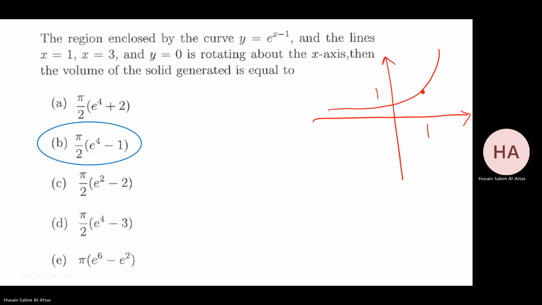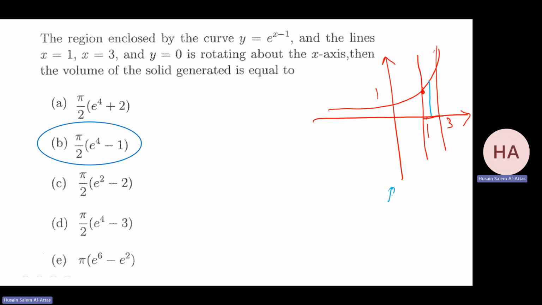And the lines x equals 1 and x equals 3. This is 3. Assume this is 3, who cares. And y equals 0, which is the x-axis. So I'm talking about this region. Okay, we're talking about the x-axis. So I have this line. I have this strip.